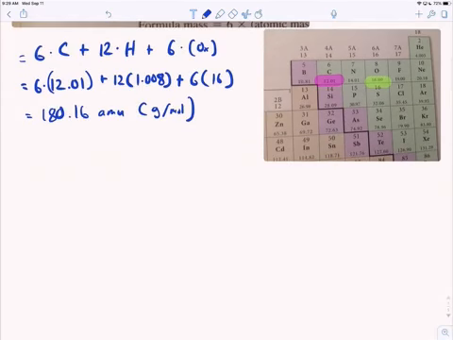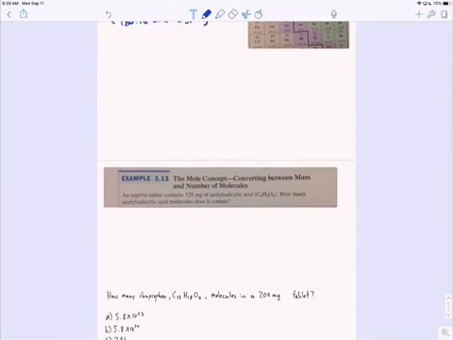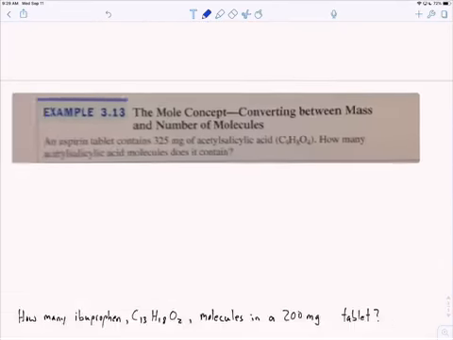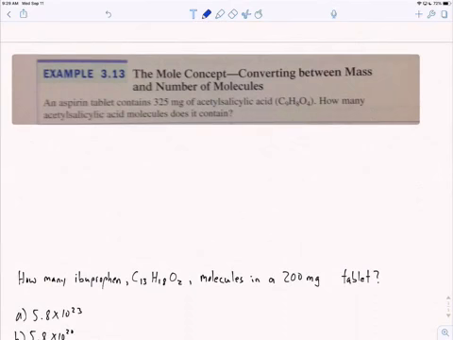Okay. So let's do some calculations. An aspirin tablet contains 325 milligrams of acetylsalicylic acid. Also, that is aspirin, acetylsalicylic acid. How many acetylsalicylic acid molecules does it contain?